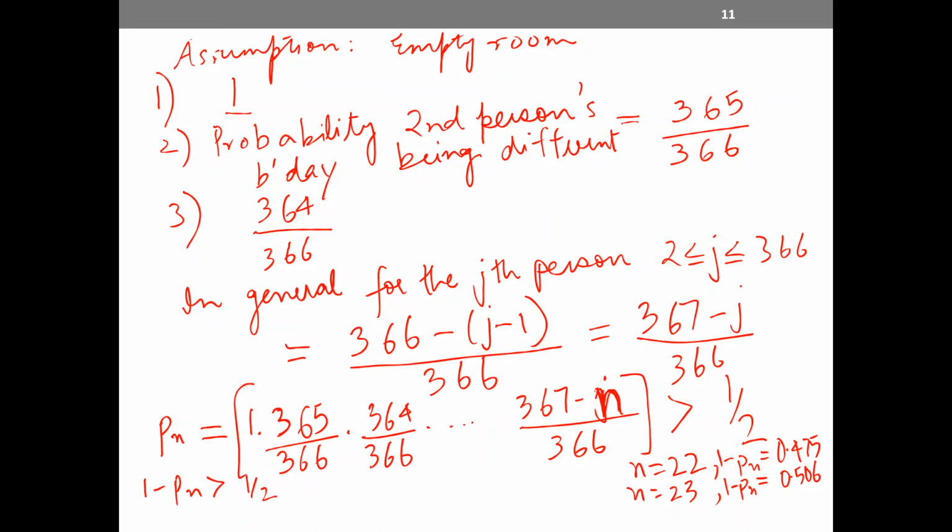This finishes our classic birthday problem. A lot of other problems can be based on this similar idea. In the next video, we'll look at something called hashing.